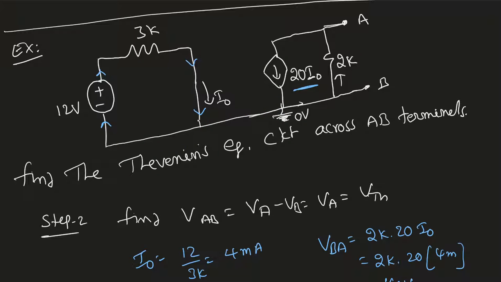Here is another example based on the Thevenin theorem. Here also we have a dependent source. So the question is asking: find the Thevenin equivalent circuit across the AB terminals. As I mentioned, there are 4 important steps to solve this example.